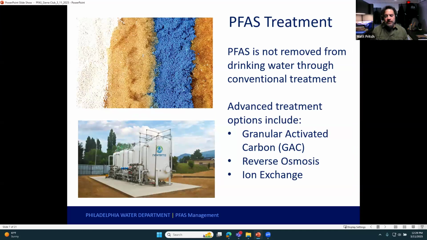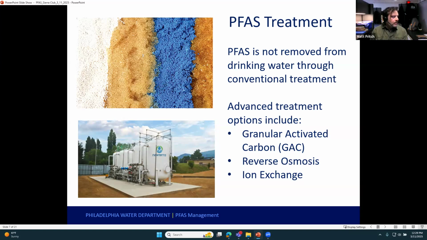Can we remove PFAS from water? We can. Dr. Kabuye also mentioned some of these treatment methods. Again, our plants were built in the 1960s. They were not designed to remove PFAS, so conventional treatment does not remove PFAS, but there are 3 approved methods for doing it. One is granular activated carbon, and it's very analogous to your Brita water pitcher filter, where carbon adsorbs the PFAS compounds.